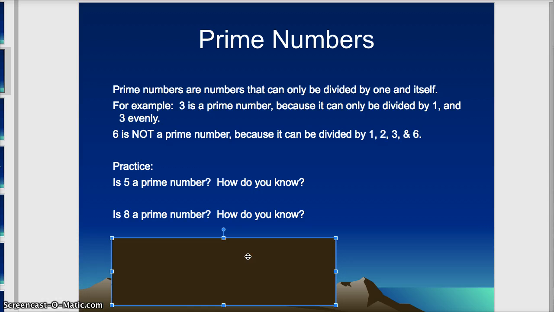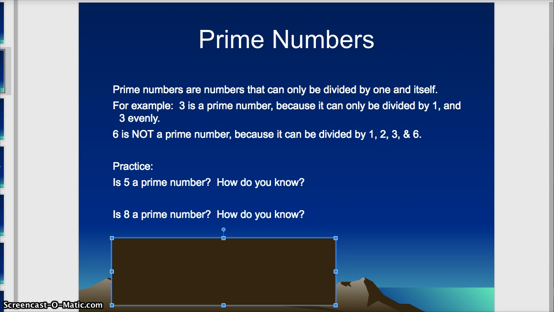What about 8? Is 8 a prime number? Okay, no, it is not a prime number because first of all, it's an even number, which means it can be divided by 2 automatically. So that rules out the rule that it can only be divided by 1 and itself.